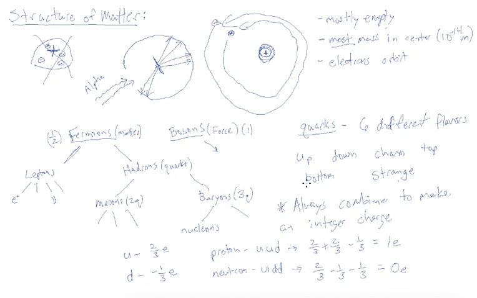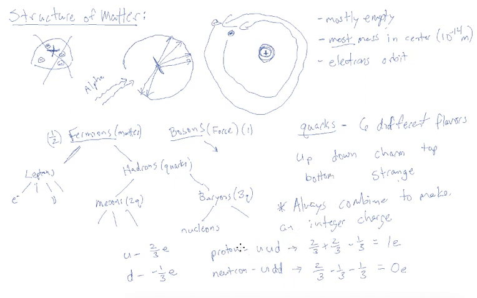So whatever you do, you find your little chart. I don't think you're expected to memorize all the charges on all of these, but if it was given to you, you should be able to tell me what the charge on something is, or combine these in some way that gives you an integer charge. So what I mean is, you couldn't make a meson.